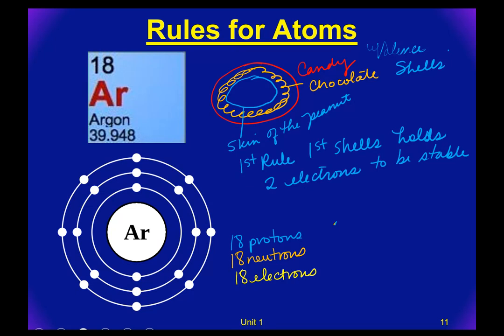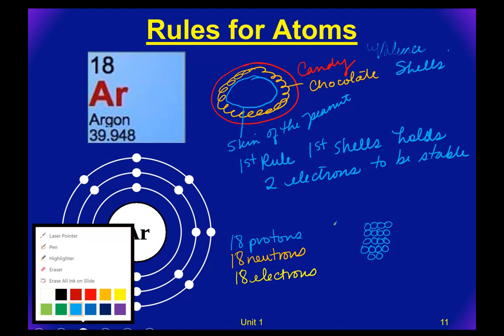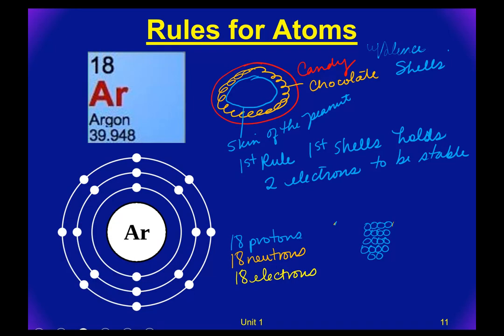18 protons. Now remember, protons and neutrons exist inside of the nucleus. So we've got 1, 2, 3, 4, 5, 6, 7, 8, 9, 10, 11, 12, 13, 14, 15, 16, 17, 18 protons. Neutrons are also in the nucleus. So let's draw that. 1, 2, 3, 4, 5, 6, 7, 8, 9, 10, 11, 12, 13, 14, 15, 16, 17, 18. Okay. Now, what was our first rule?